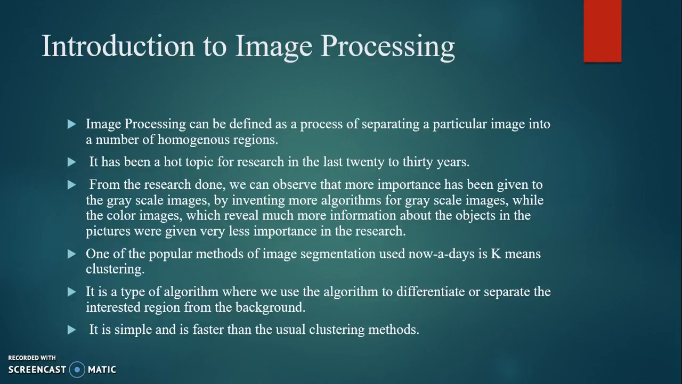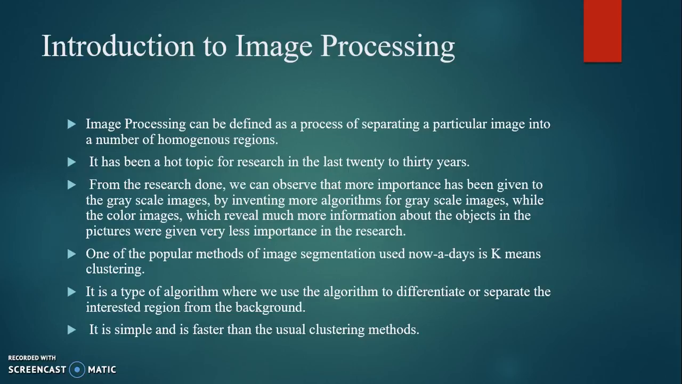Introduction to image processing. Image processing can be defined as a process of separating a particular image into a number of homogeneous regions. It has been a hot topic for research in the last 20 to 30 years. From the research done, we can observe that more importance has been given to grayscale images by inventing more algorithms for grayscale images, while the color images, which reveal much more information about the objects in the pictures, were given very less importance in the research.